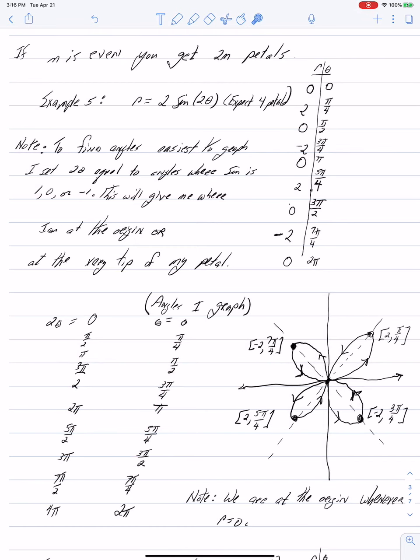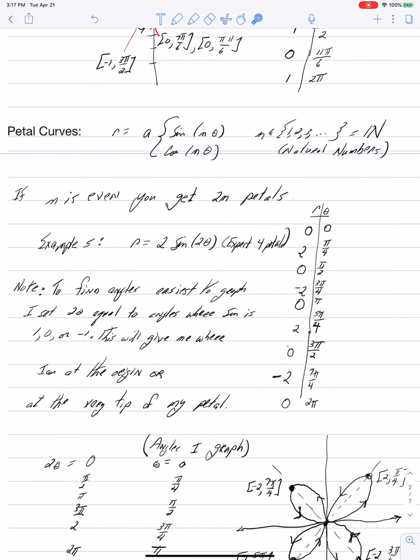Now, once I get those angles, I can plug them into this equation right here, and I get the following points. 0, 0, because sine of 0 is 0. That means I'm at the origin. When theta is pi over 4, 2 times pi over 4 is pi over 2. And the sine of pi over 2, that's the largest place where sine is. It's got a value of 1, right? So pi over 4, 2. Pi over 2, I'm back to 0. 3 pi over 4, I'm at minus 2 because twice 3 pi over 4 is 3 pi over 2, and the sine of 3 pi over 2 is minus 1. Get it?